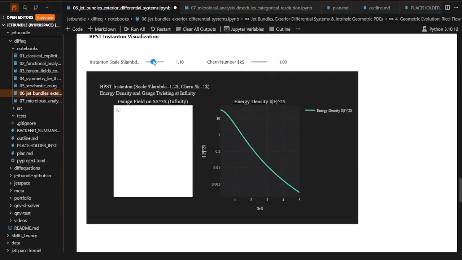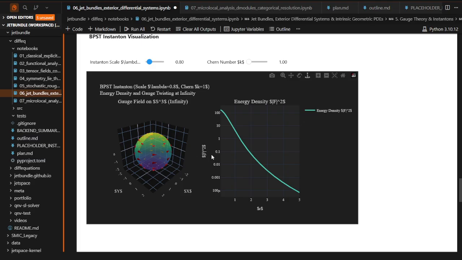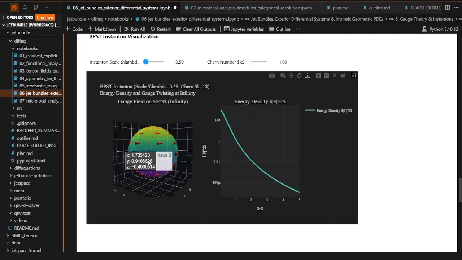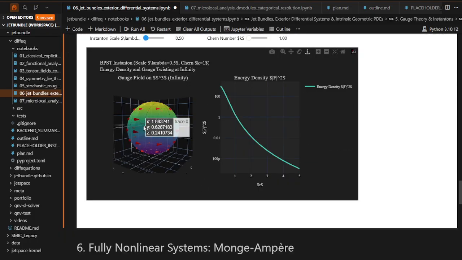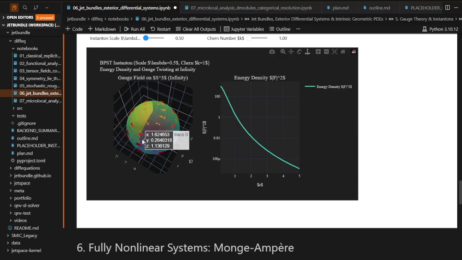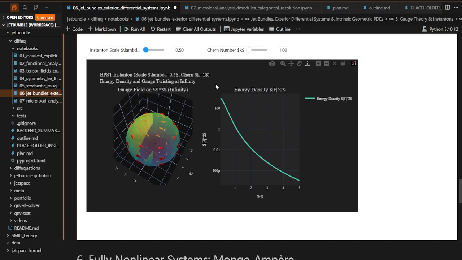Okay, so we can look at what exactly is happening with the instanton. On the left here, you see the gauge field on the sphere. That's what you're looking at. And these cones that I'm putting on the sphere twist k times, with a Chern number amount of times.